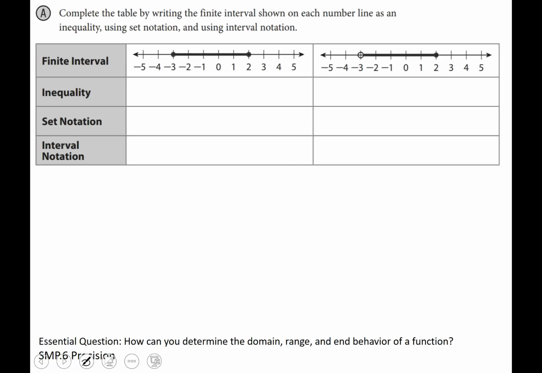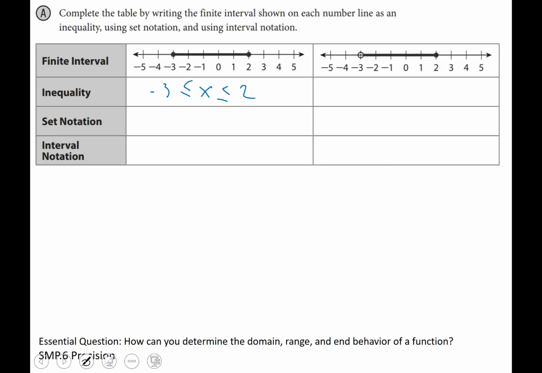All right, so we're supposed to complete the table by writing the finite interval shown on each number line as an inequality, using set notation, and using interval notation. So we're going to start with the inequality. This first one looks like it's jammed between two numbers, so I would probably put my x in the middle. It's got closed dots, so we would use less than or equal to on either side to represent the closed dots, and then we throw our numbers in there, -3 to 2.